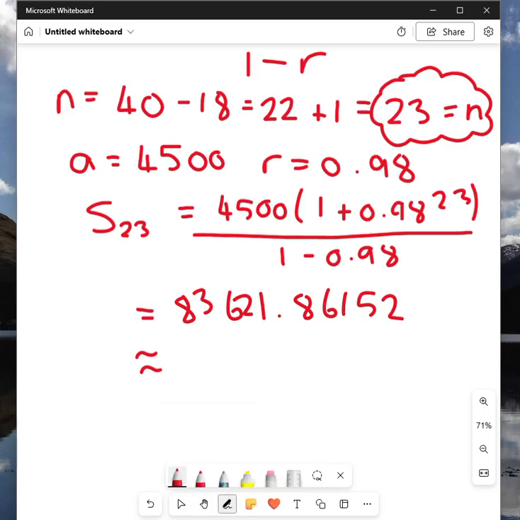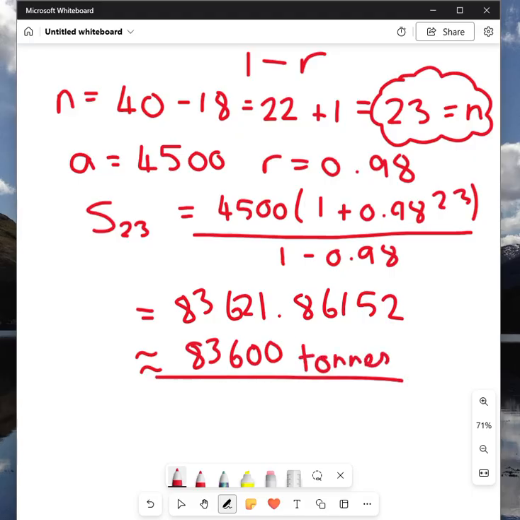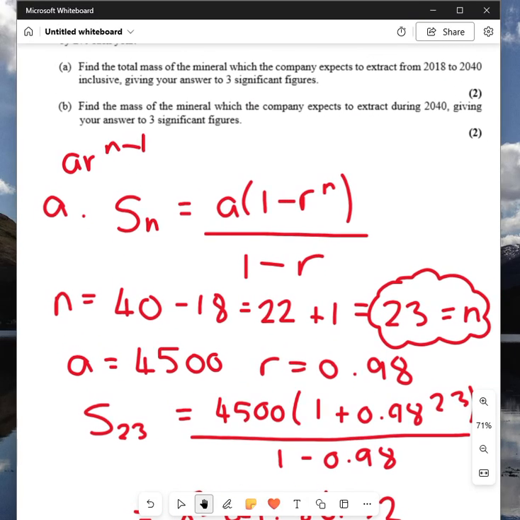So I'd write out the full value first, because if you do somehow make a mistake rounding, which happens to the best of us, that's what I get. So 83,600, and it was tons, because it was looking for a mass, and the mass was in tons. So that's part A of my question done. So it's the sum of a geometric series. So let's have a look at part B.